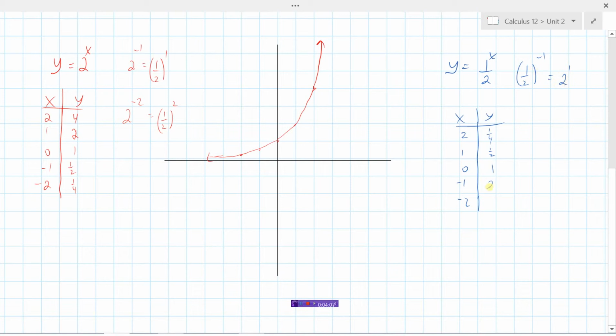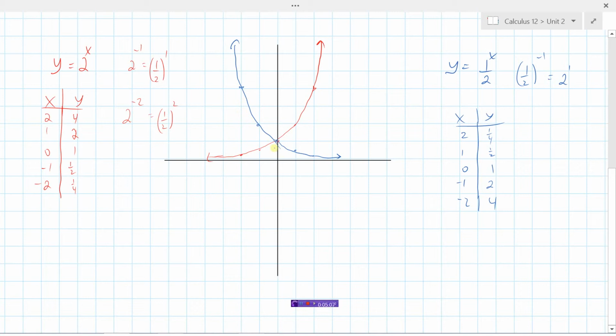2 to the power of 1 is 2. And so 1/2 to the power of negative 2 would be 2 to the power of 2, which is 4. So here, negative 2 becomes 4. Negative 1 becomes 2. 0 becomes 1. 1 becomes 1/2. And 2 becomes 1/4. And so we get a graph looking like this, which, as it turns out, is the same graph as the red one, except it's been reflected in the y-axis.